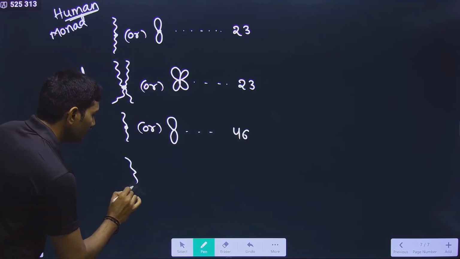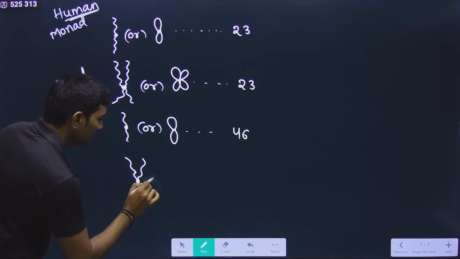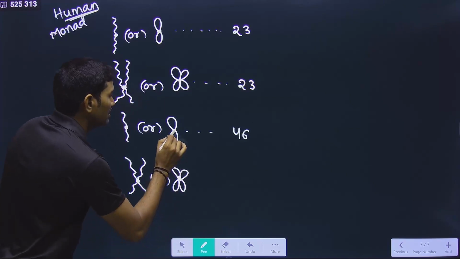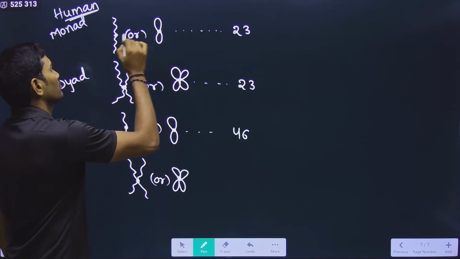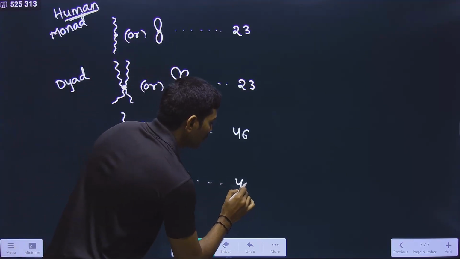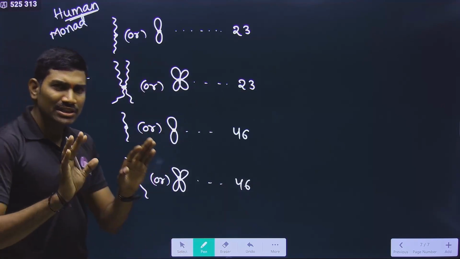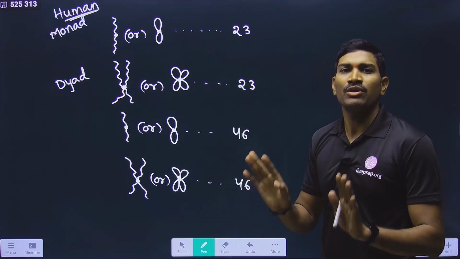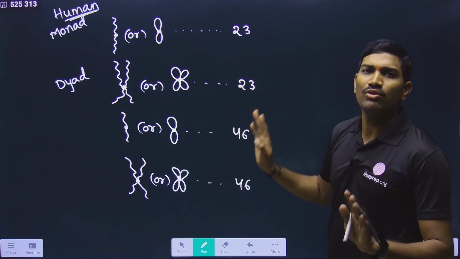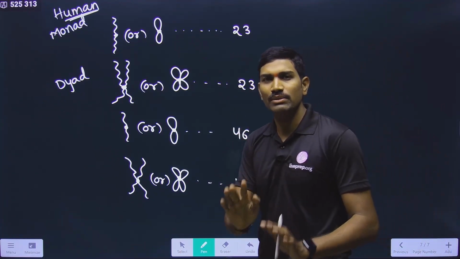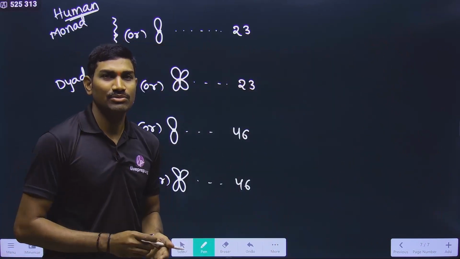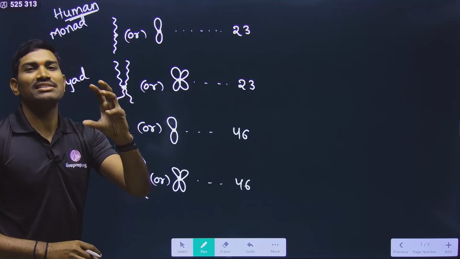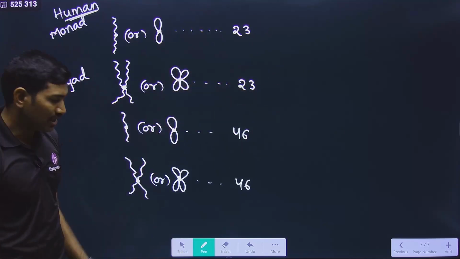Next one, thread-like structures like this or like this. Okay, please remember this is the centromere. This is the centromere for all these things. Like this 46. Please observe whether it is a mitosis or meiosis, only these four types you will find. One of these four will be observed in the mitosis and meiosis diagrams. That's why if you understand this particular information and if you know the phase diagram, you can easily write the ploidy and C values.